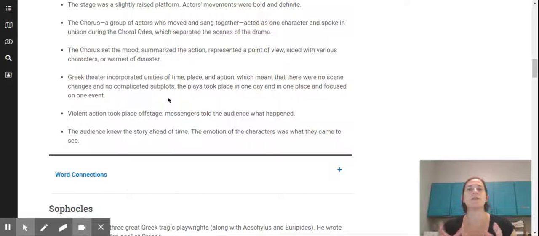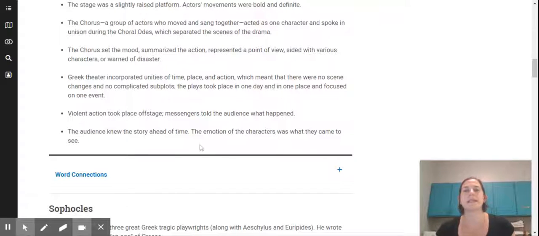And then the unity of action, which means that the whole plot is about one incident. There aren't any subplots. There aren't any side quests or any secondary characters doing anything. It's one event, one direct line of action that takes conflict to resolution.